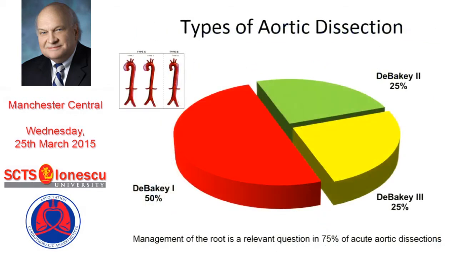And this is a very relevant discussion because, as you know, 3/4 of all aortic dissections involve the ascending aorta. 50% are DeBakey 1s, 25% DeBakey 2s. So 3/4 of all aortic dissections come close to the aortic root, and the decision whether or not to address abnormalities in the root is important.